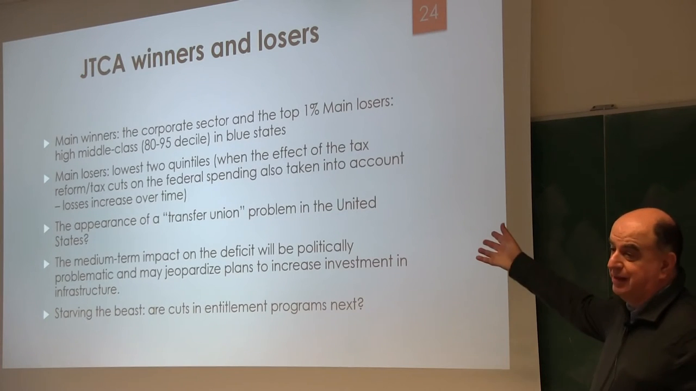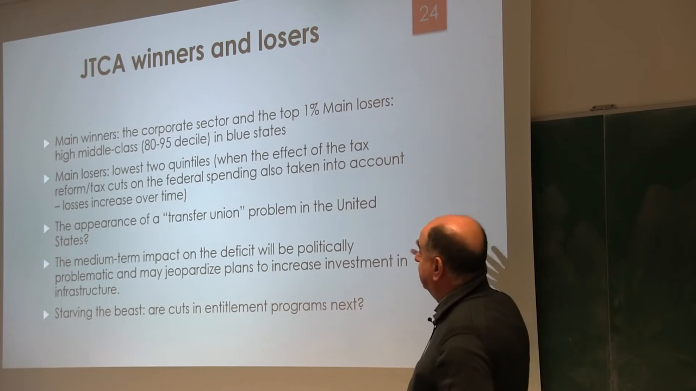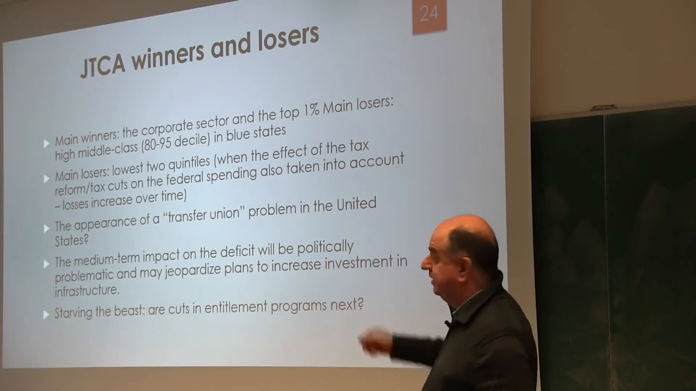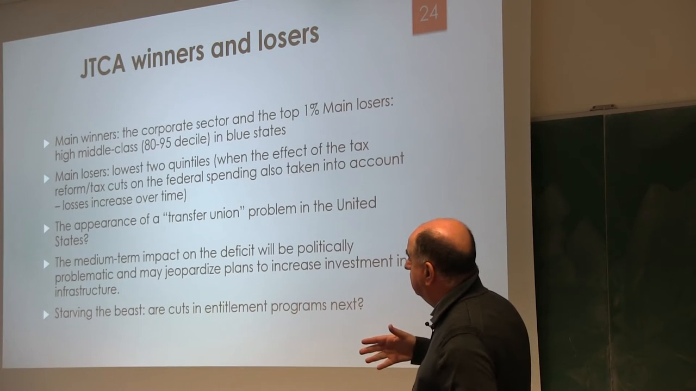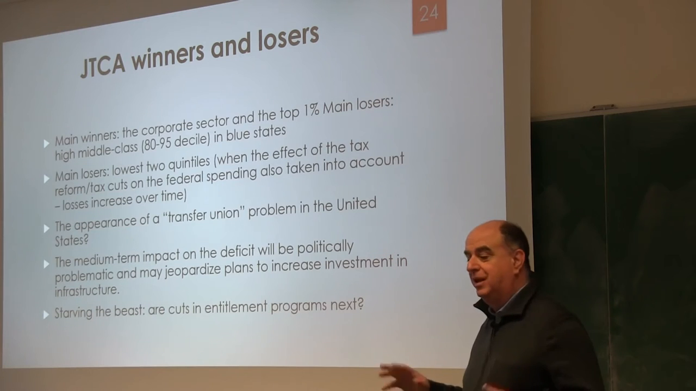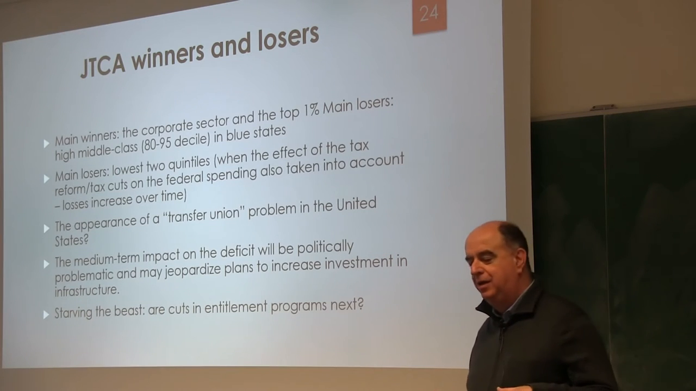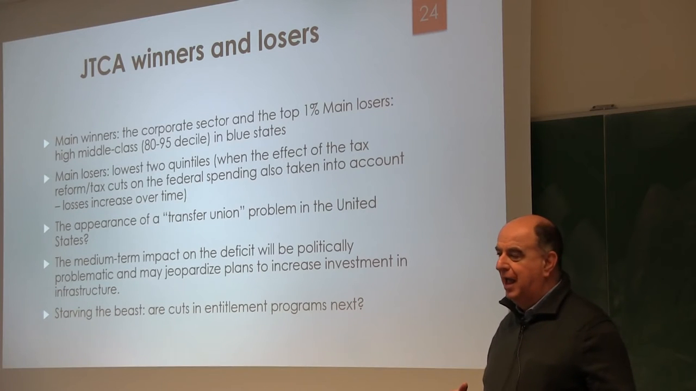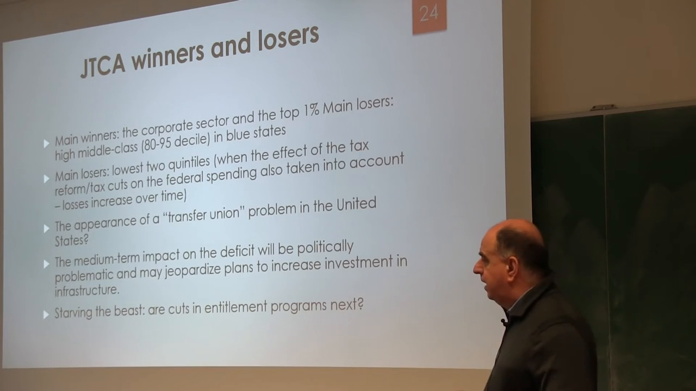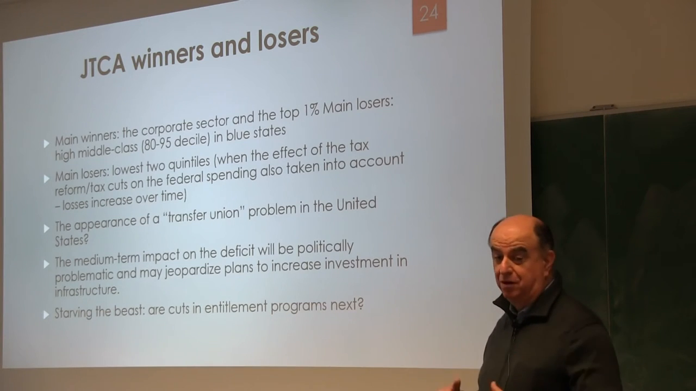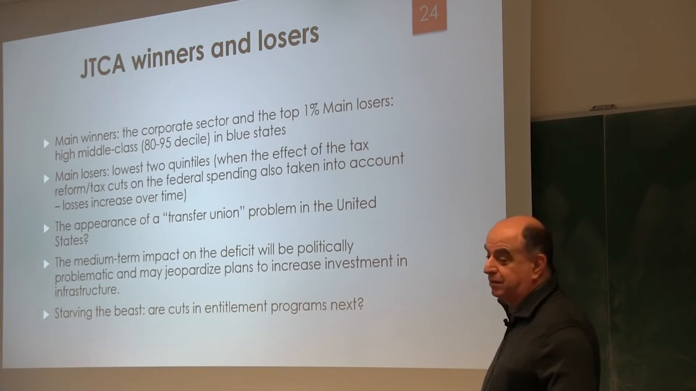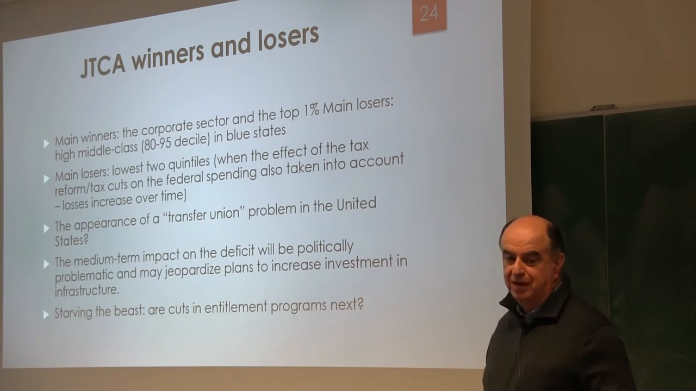So, as usual, there are winners and losers. The winners are the top 1% for the reason that I explained before. The losers are not directly, but the lowest two quintiles, if you think that at a certain moment you will have to do fiscal consolidation. And there is not much that is left to consolidate in the federal government, because what is considered discretionary spending, education, military, and so on, is already reduced to 6% of GDP, 3% for the military, 3% for the rest.